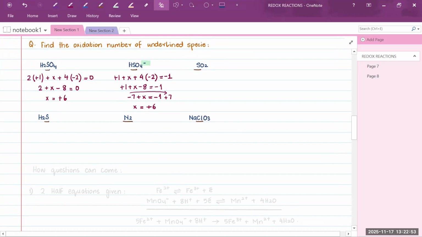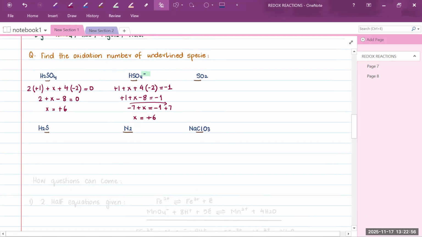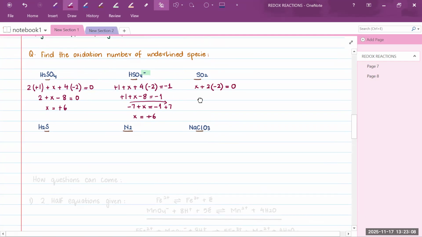Now on SO2, this is just SO2. So we don't know the oxidation number of sulfur. Plus we know there are two oxygen here, and on each it's a -2 charge, and the overall compound here is 0. X minus 4 is equal to 0. X will be +4.